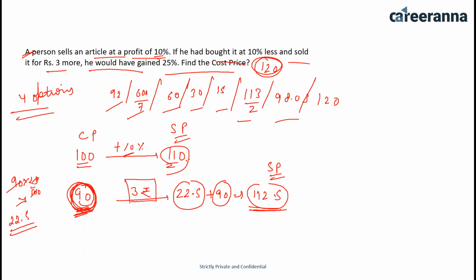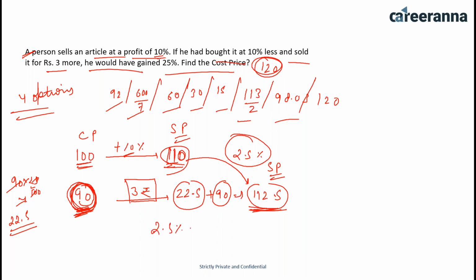So the difference is 2.5%, right? I'm only talking about percentage. Yes, Shraddha, we'll come to 3. Now I took cost price to be 100. I made it 110. Then I made cost price 90. Selling price would be 112.5. So the difference is 2.5 as per my calculation.